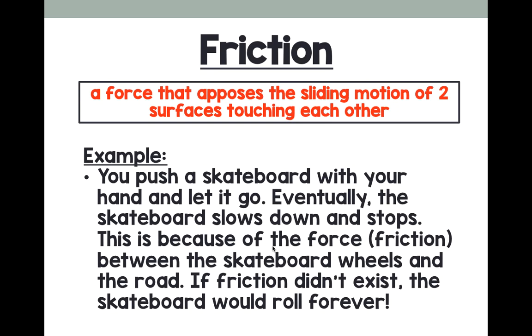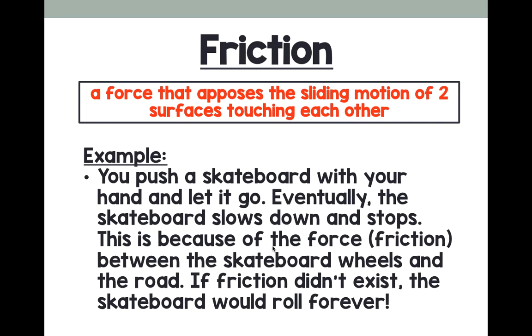Have you ever wondered why a skateboard slows down? Well, that's because of friction. Friction is a force between the skateboard wheels and the road. And so what friction does is, because the road is stationary, meaning it doesn't move, and because the skateboard has wheels, the wheels are rubbing and sliding past the gravel in the road, and that creates energy and heat, and that actually slows down your skateboard.